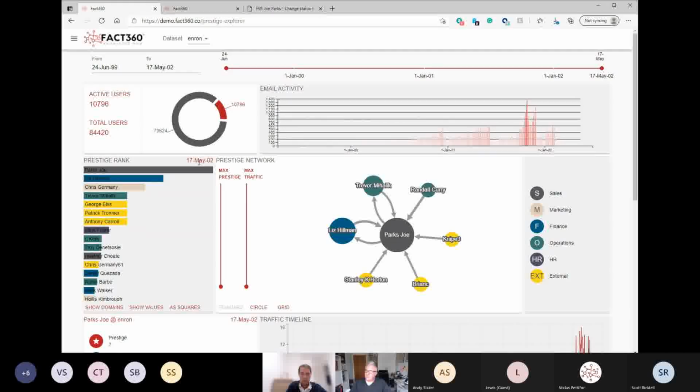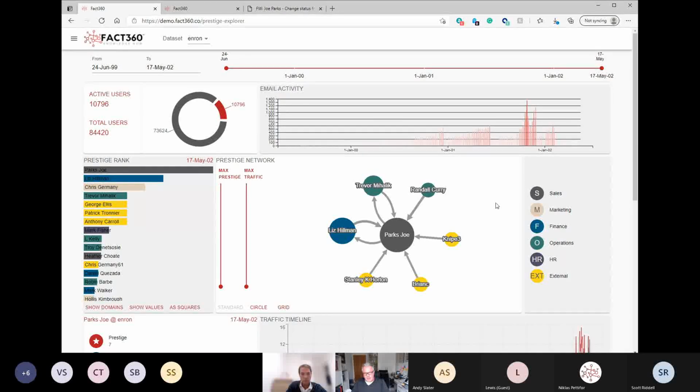And a communication network is people talking on the phone, email, instant message, whatever you like. We're not talking about a computer network. This is a communications network between human beings. So who's having the biggest impact? And at this point in time, a guy called Joe Parks is the most important or most impactful person inside of Enron. And we wonder why that was when we first started looking at the data.